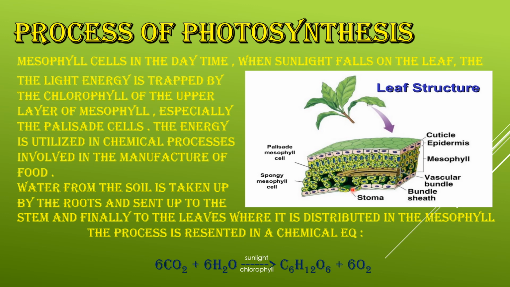Now, water from the soil is taken up by the roots. It is sent up to the stem, and finally to the leaves, where it is distributed to the mesophyll cells, and the food is prepared inside this mesophyll.